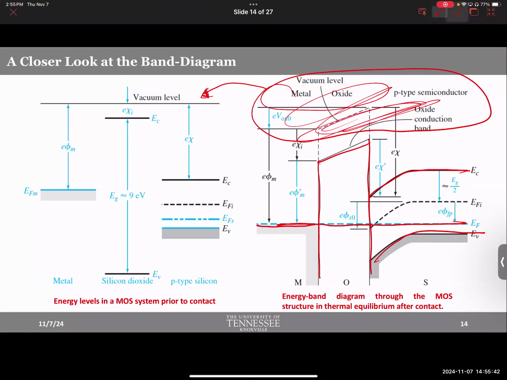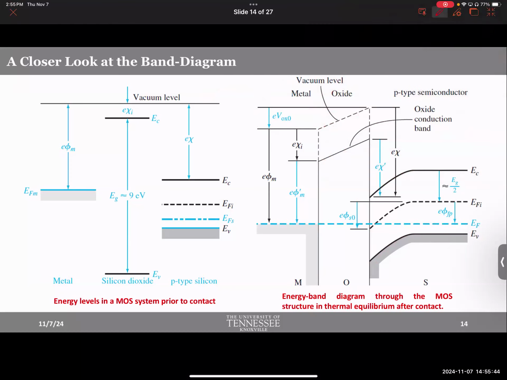One thing that I want to highlight from this diagram, and the reason why I still have this diagram, despite it being confusing, is because what does this amount of bending mean? Anywhere, if you see a bending in a band diagram, you could measure voltage from that bending.